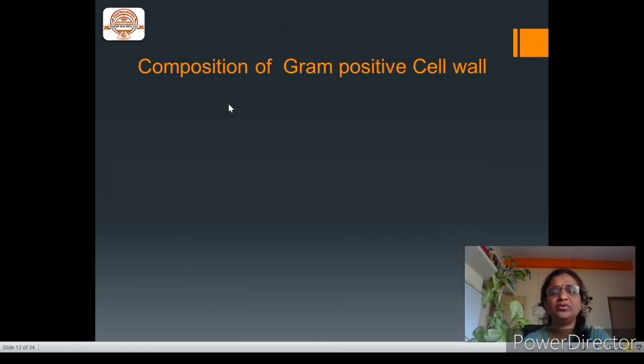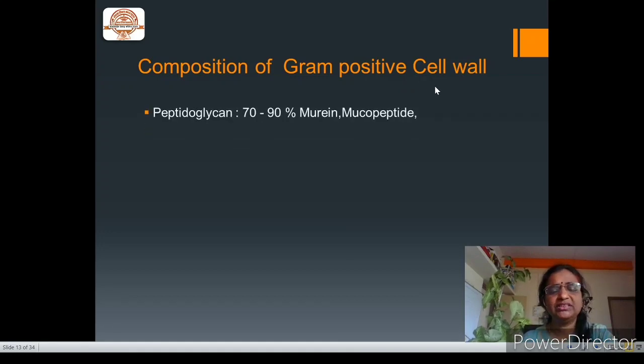Now first of all, we'll go for the composition of gram positive cell wall. As I told, gram positive cell walls are homogeneous. They consist of a major component called peptidoglycan, which is about 70 to 90%. And a second minor component is there. It is called teichoic acid. It is only about 10 to 30%.